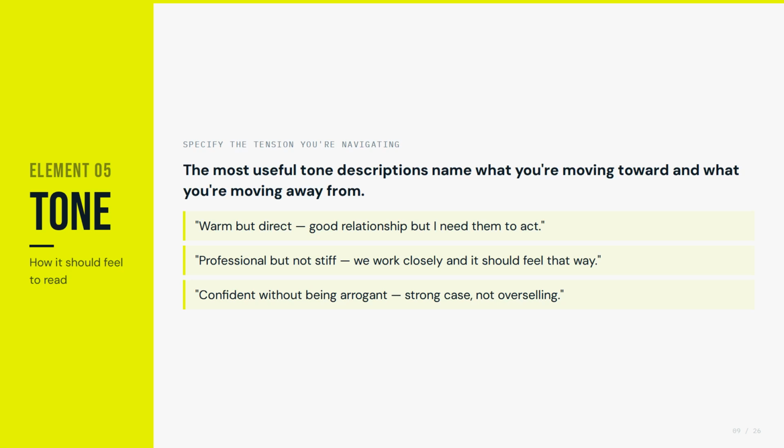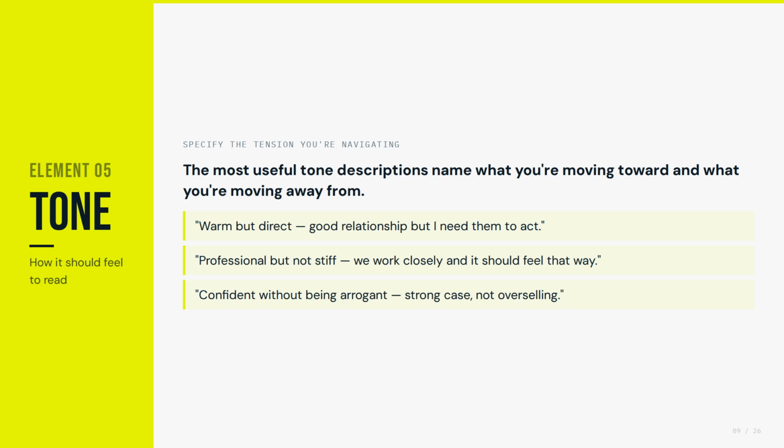And this is more nuanced than professional or friendly, both of which Claude AI defaults to anyway. The most useful tone descriptions are the ones that specify the tension you're navigating. Warm but direct. We have a good relationship, but I need them to actually do something. Professional, but not stiff. We work closely, and the tone should reflect that. Confident, without being arrogant. We're making a strong case, but we don't want to oversell. That kind of specific tone instruction, especially one that names what you're moving toward and what you're moving away from, gives Claude AI the guidance to navigate nuance rather than defaulting to a generic professional voice.